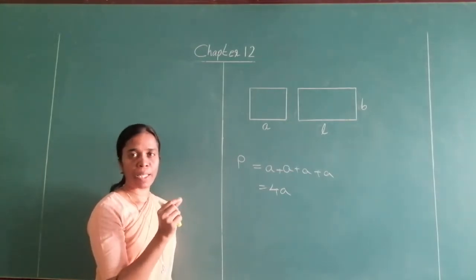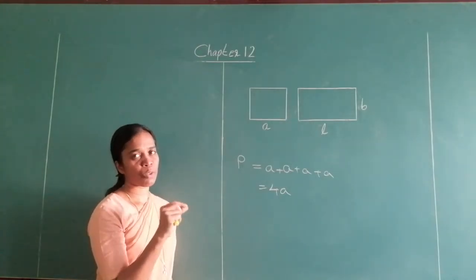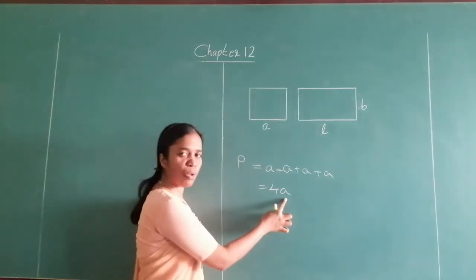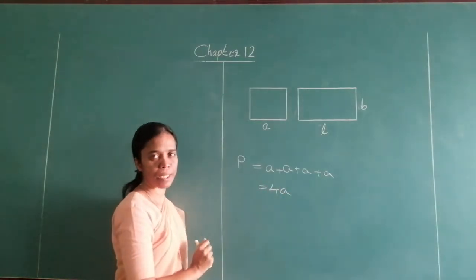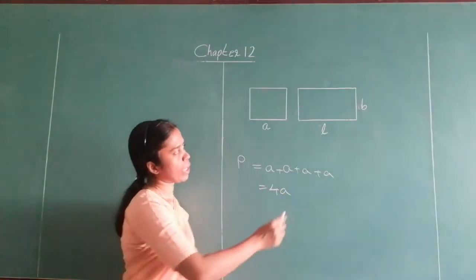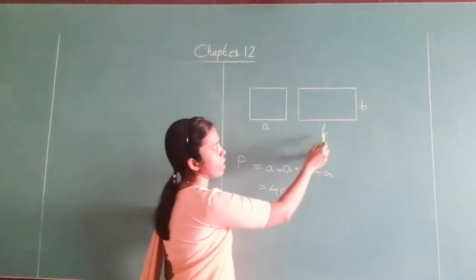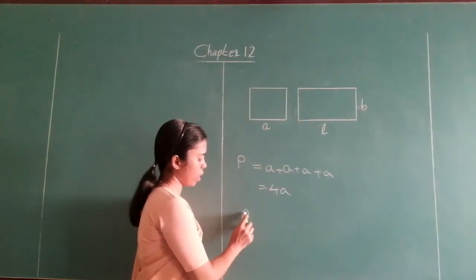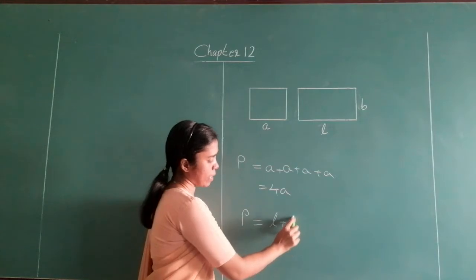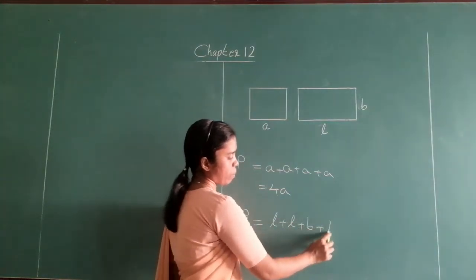If you are told that the measure of one side is 5 centimeter, substitute 5 for A, multiply and get the answer. Now what about rectangle? This is length, this also is length, right? So we have L plus L plus B plus B.